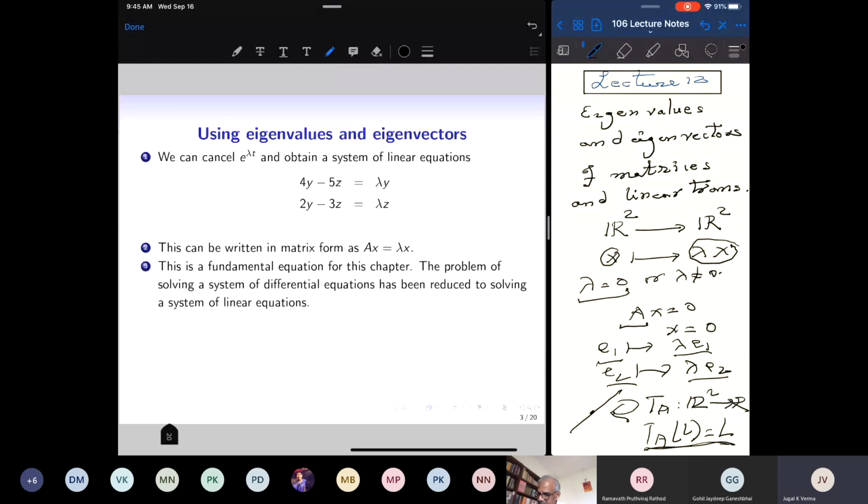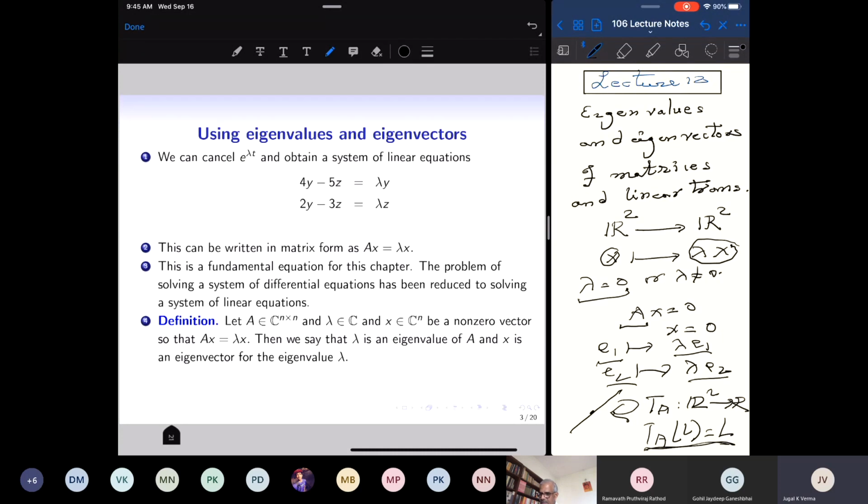Now this is the fundamental equation for this chapter: to find all lambda and all x so that Ax equal to lambda x. Once we solve this equation, we go back and substitute, and we can solve the system of differential equations. Y and z can be found, lambda can be found. So let us approach this general problem. Think about when it is possible that there is a vector x so that Ax equal to lambda x.